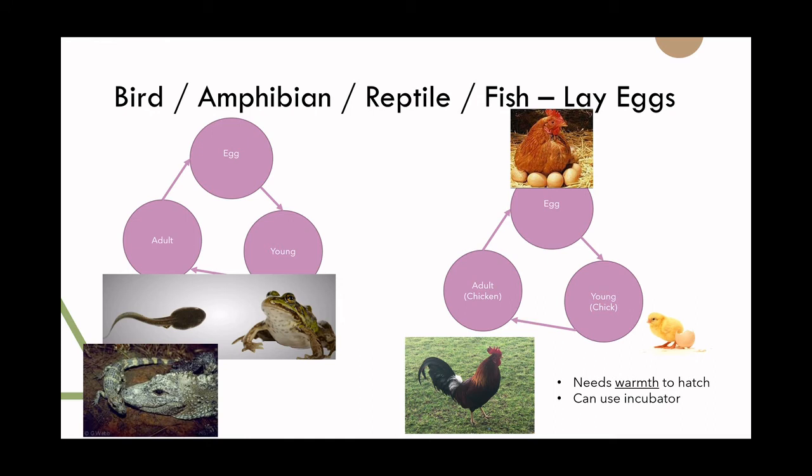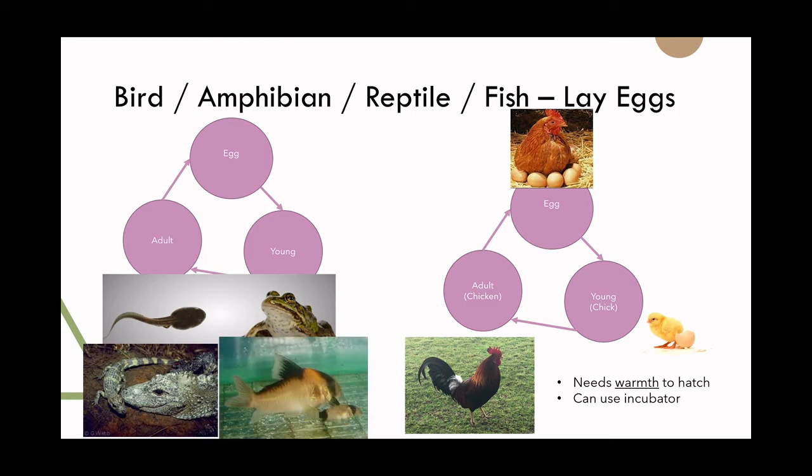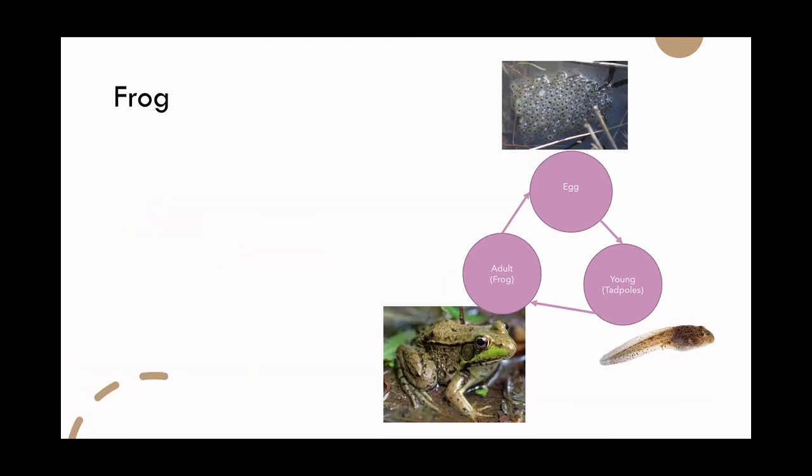Reptiles also lay eggs, and then the egg hatches. Then you have your young, and after that your adult. Fishes also. Now, the frog is very special because it is an amphibian, and amphibians are very special in the sense that they are very, very different when they are young and adult. That's why it's commonly taught in school, and therefore also commonly tested. That's why you need to pay a bit of attention to the frog.